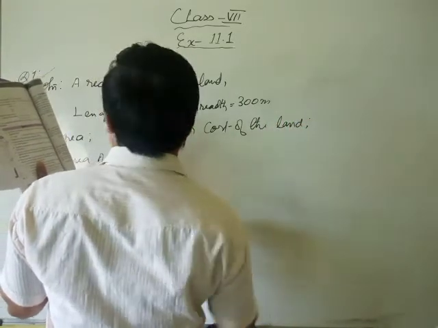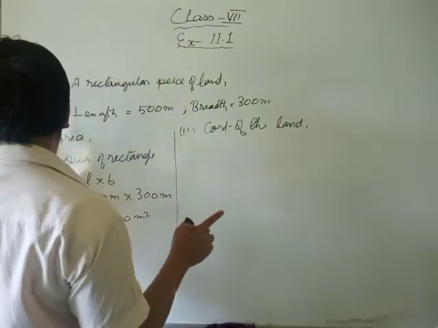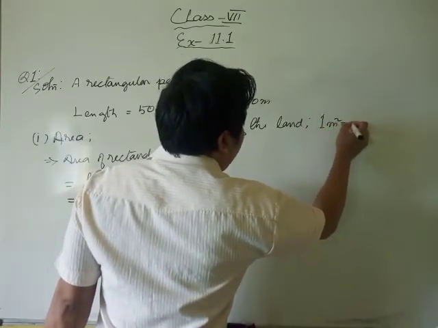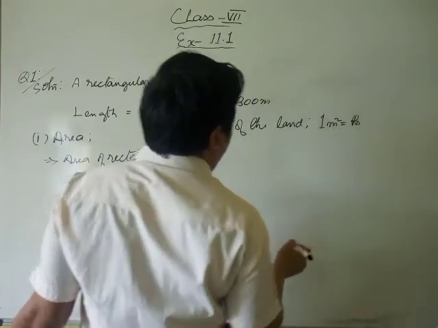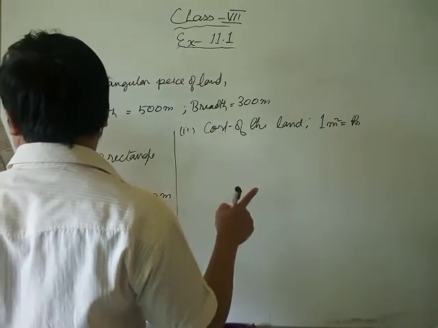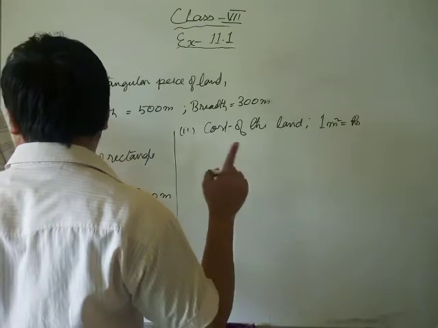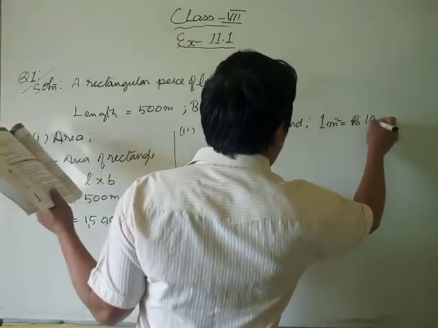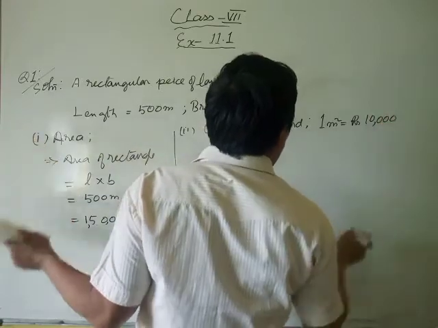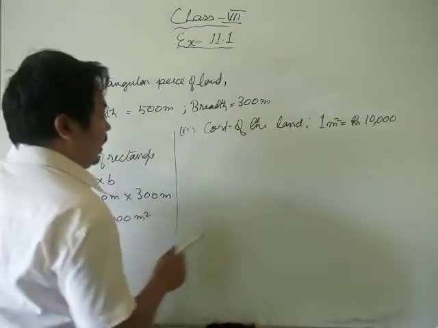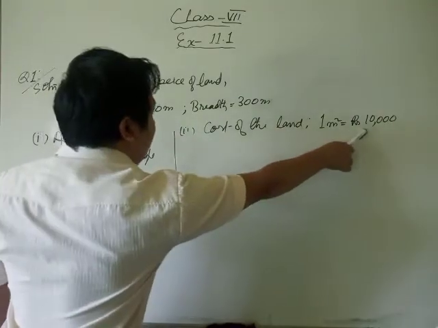Cost of the land. If 1 meter square costs rupees, that is, in 1 square meter it costs rupees 10,000. So what will be the amount? In 1 meter square the cost is 10,000 rupees.